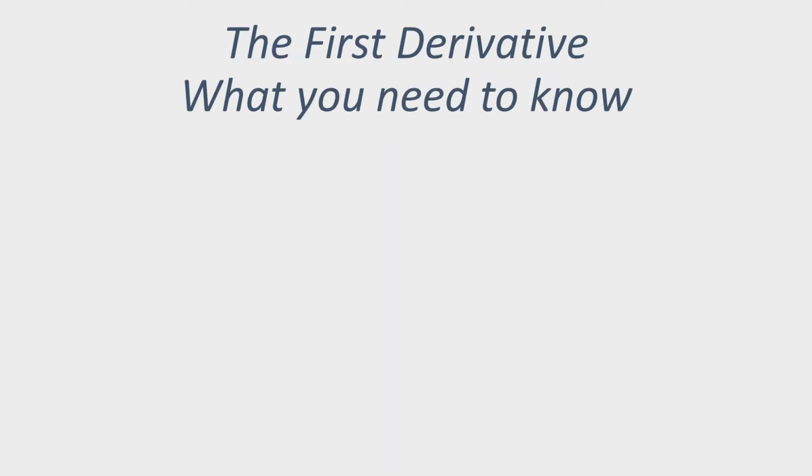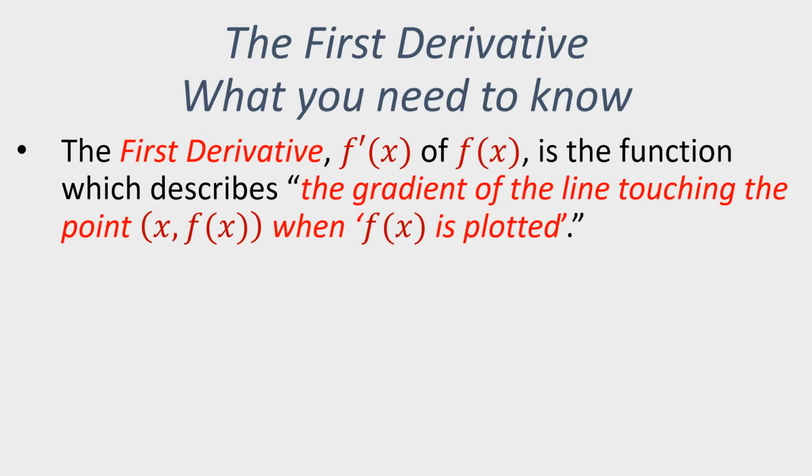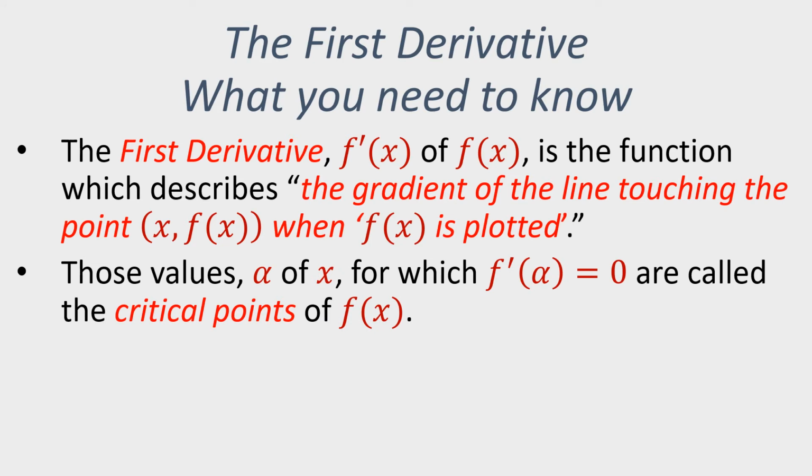What about first derivatives? What do you need to know about those? The first derivative is a function which describes the gradient of the line touching a particular point when we plot the curve of a function. The values we're of interested in with the first derivative are those values for which the first derivative has the outcome 0. And these are called critical points of the function.